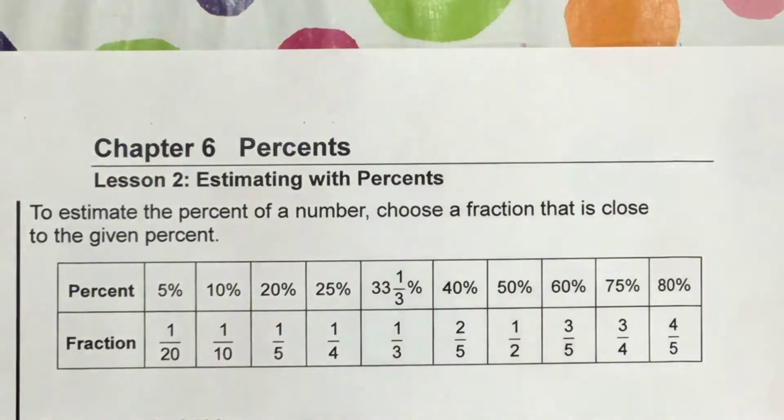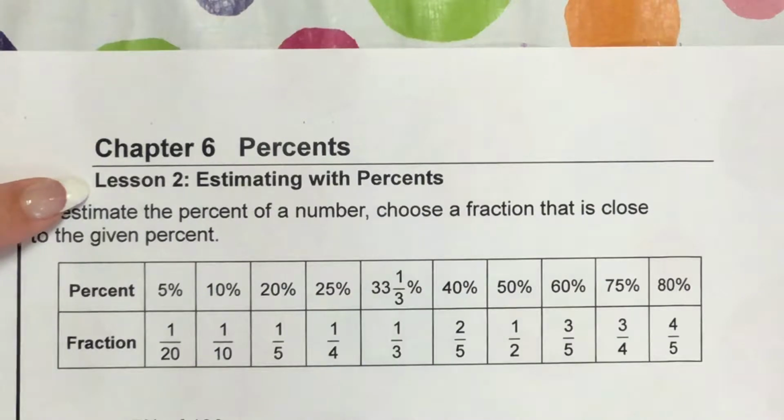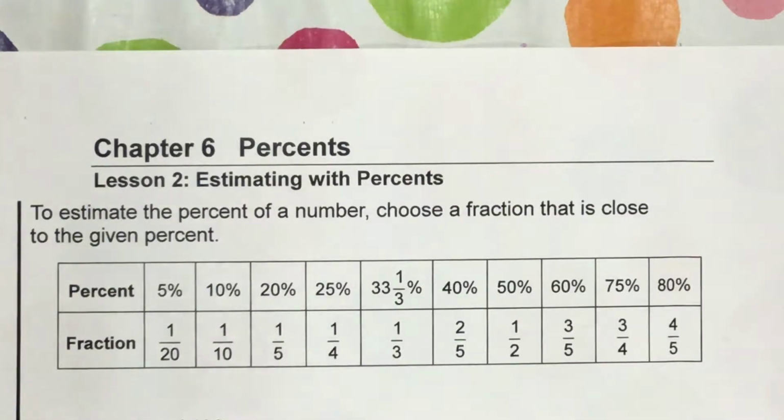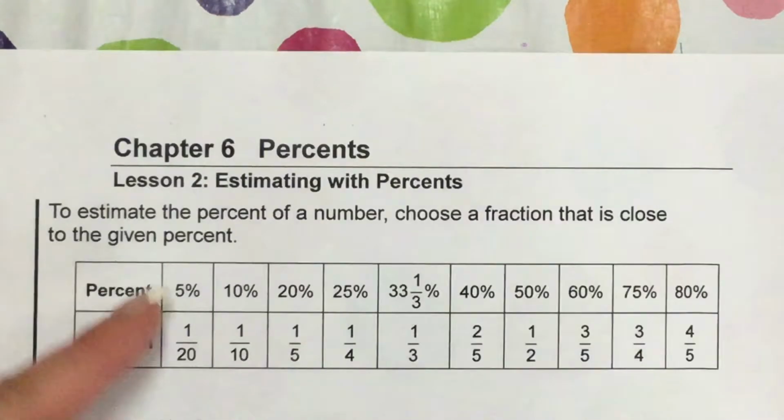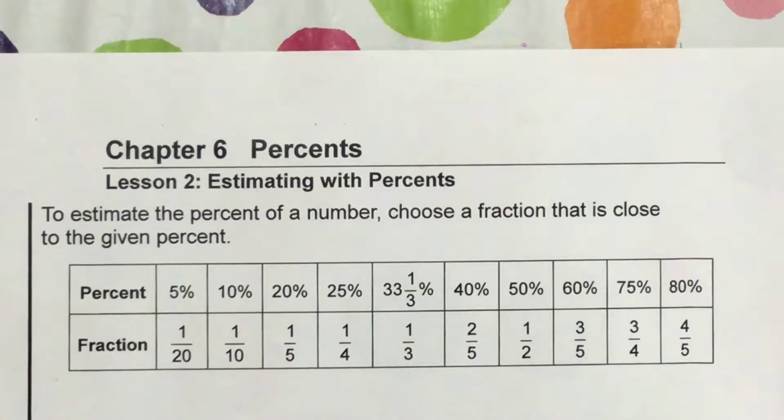Hello and welcome back. We are in Chapter 6, Percents, and today we're discussing Lesson 2, Estimating with Percents. To estimate the percent of a number, choose a fraction. One way to do it is to choose a fraction that is close to the given percent. So these are different percentages, and these are fractions that are equivalent to those percentages. This is a really good thing to memorize. It will help you out if you can memorize this table.